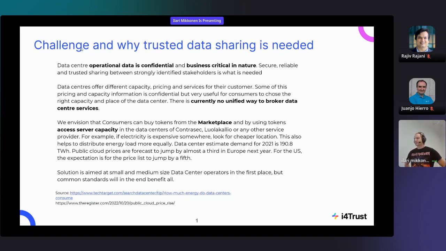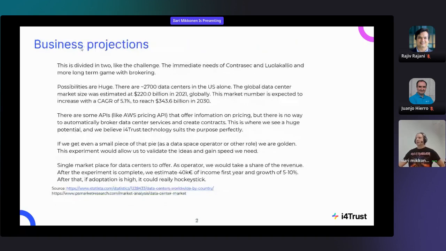And the idea is that in the end, we envision that you go to the marketplace, you buy tokens, and then you access server capacity. It's as easy as that. Currently, if you operate with the big hyperscalers, they have a good monetization strategy. But this is more aimed towards the smaller data center operators that don't have that capacity and capability. Business projections for this are kind of high, and the data center business is not going to go down. It just depends on who the players in the data center are. We think that this will grow, and there are definitely some possibilities here. There are some existing solutions with AWS, for example, but we think that this proposal would be really good for small and medium-sized businesses.